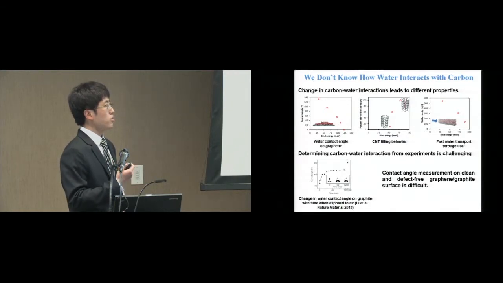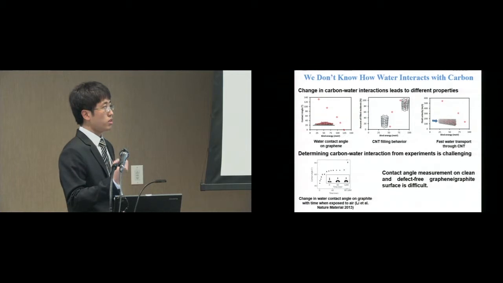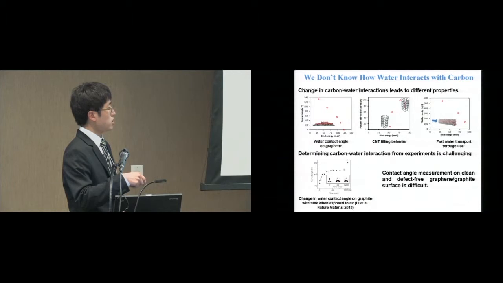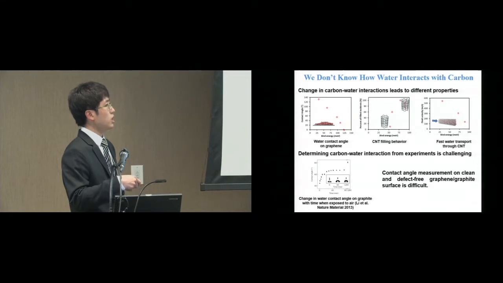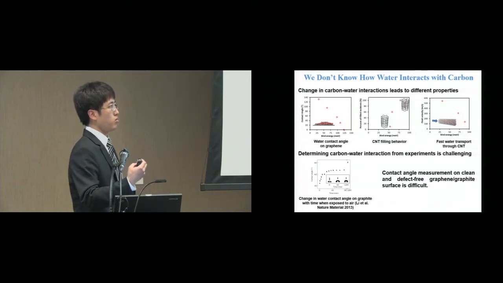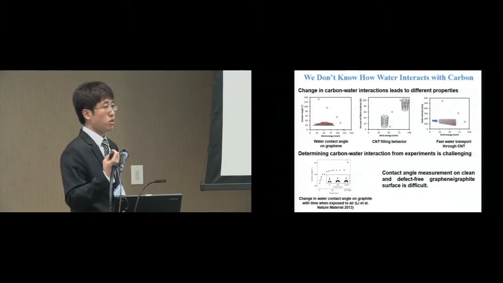But a recent experimental paper found that this measurement is very challenging because of surface contamination and also defects on the surface. They found that if you expose the surface to air in a clean room for only a couple of minutes, the contact angle can change by as much as 20 degrees. That's a huge change in estimating the binding energy accurately. So determining this binding energy from experiments is very challenging.